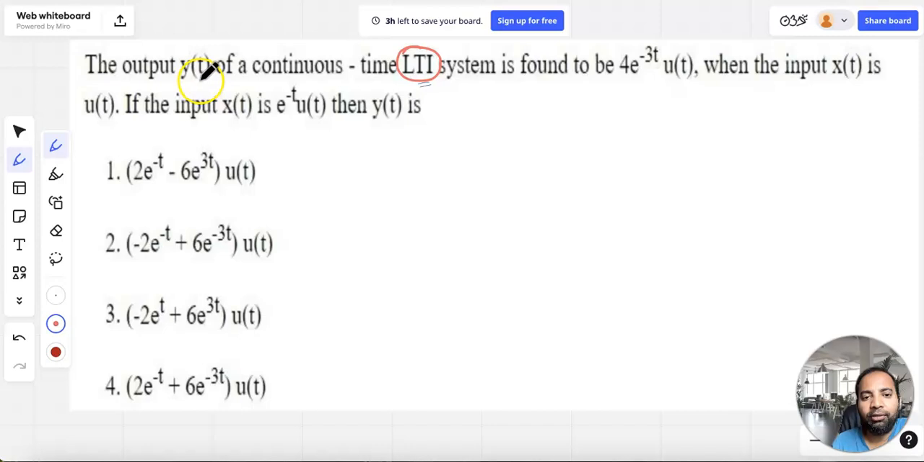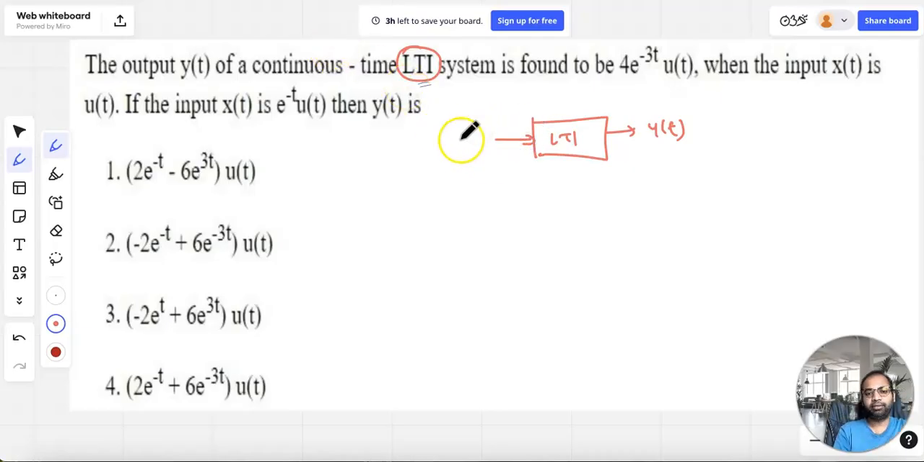Here they gave the output of the LTI system. Let's take it as an LTI system, with output y of t and input x of t. Each and every system has its own transfer function, so let's take its transfer function as h of t. Now y of t can be taken as h of t convolution x of t.